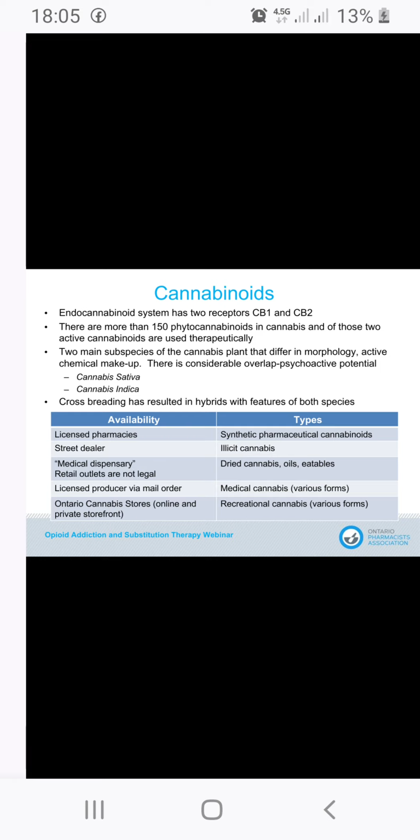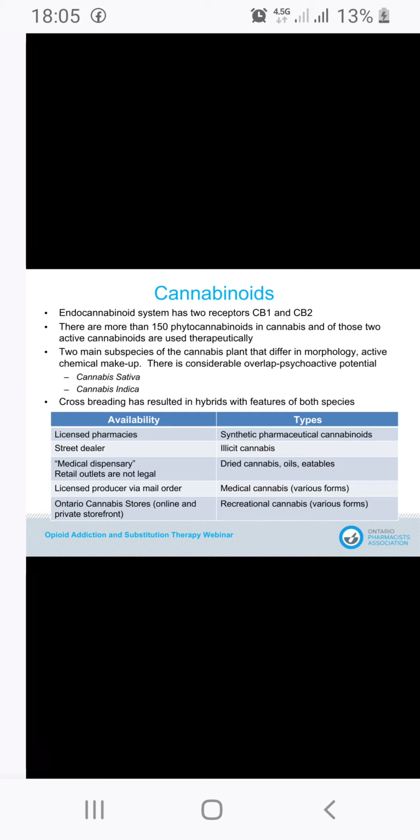When we think about the cannabis plant, there are more than 150 phytocannabinoids in the cannabis plant. And of those, only 2 active cannabinoids are used therapeutically, or 2 that we are most familiar with. There are furthermore 2 main subspecies of the cannabis plant, and they differ in morphology and active chemical makeup. And there's a lot of overlap with regards to psychoactive potential. So the 2 main species I'm referring to are Cannabis sativa and Cannabis indica.